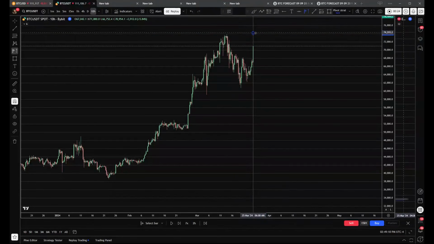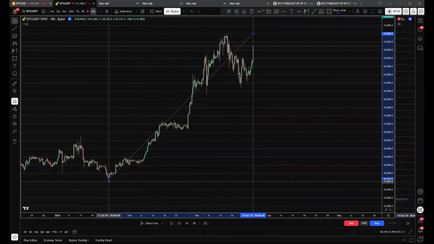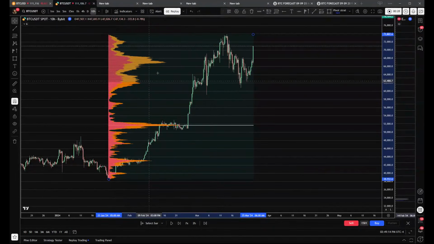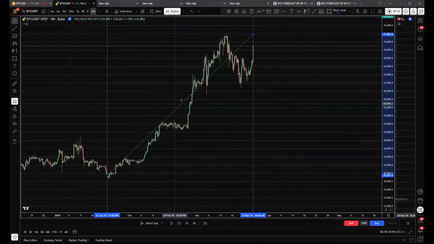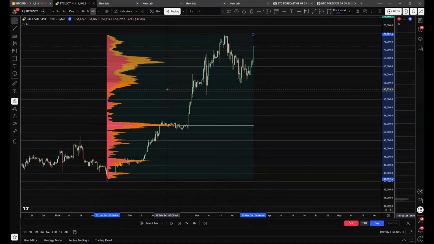You start here, and then you do the full range of what you're looking at. This shows you the fixed range profile, and all these bars on the left are showing where the most trading activity actually happened, where people bought and sold at each price level.